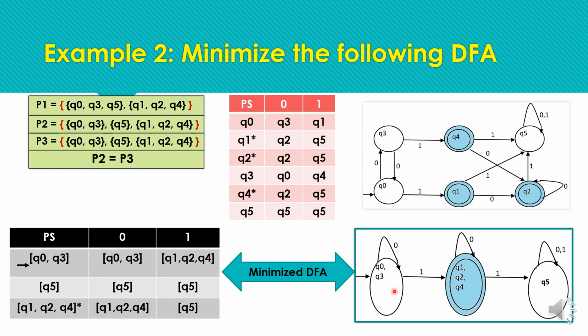I hope you are practicing along with me for all the questions. Minimization questions are very easy to attempt. You just need to do the partition steps carefully, otherwise you can easily construct the transition table and draw the transition diagram. So just be careful about these partition steps, because students generally make mistakes in them.